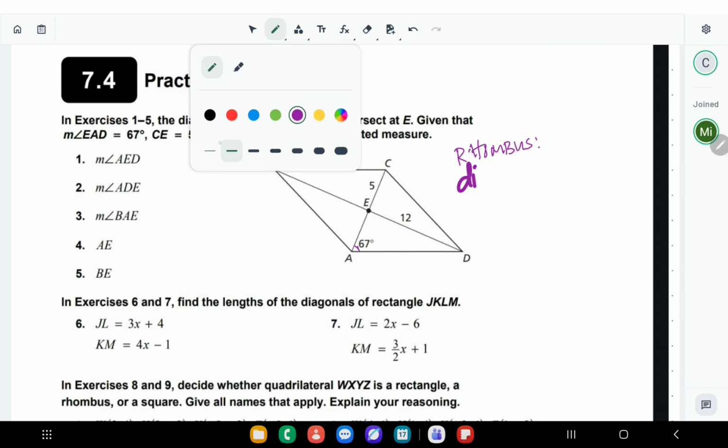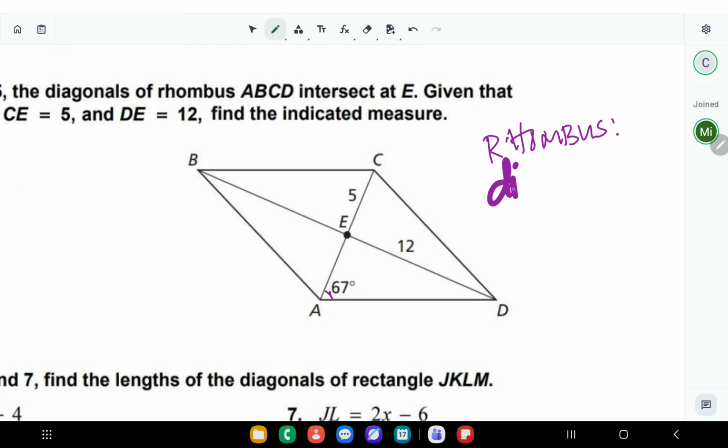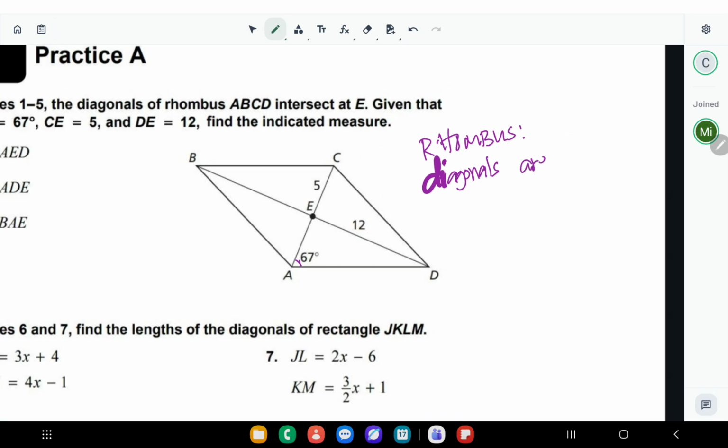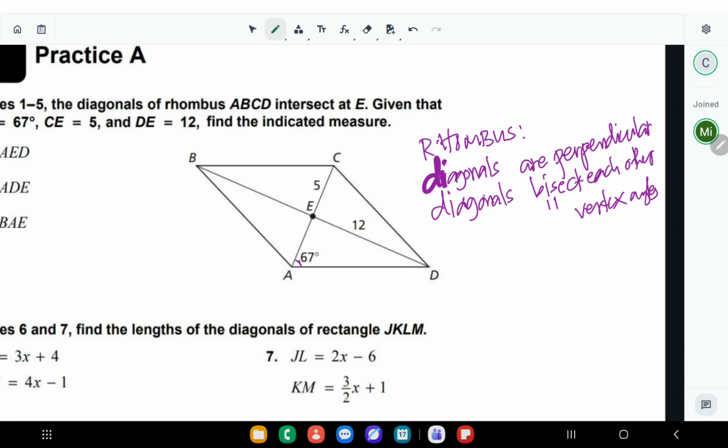Diagonals. Let me write here. What happened to the diagonals of a rhombus? Diagonals are perpendicular. Diagonals, what else? Diagonals bisect each other, yes. Diagonals bisect vertex angles. So for a rhombus, diagonals are perpendicular, bisect each other, and bisect vertex angles.